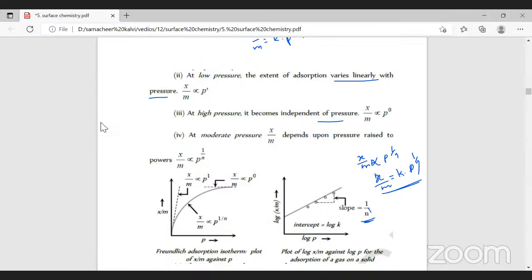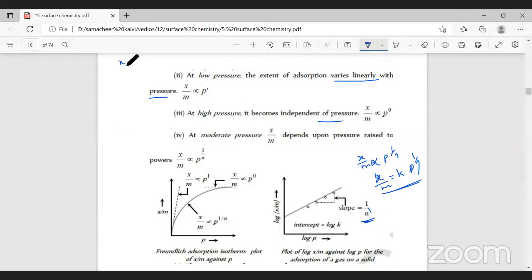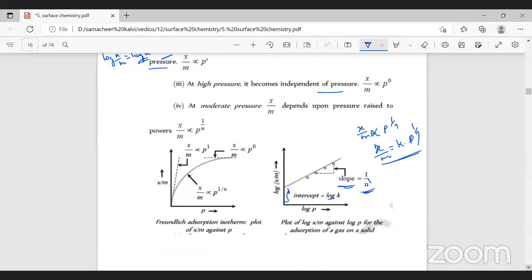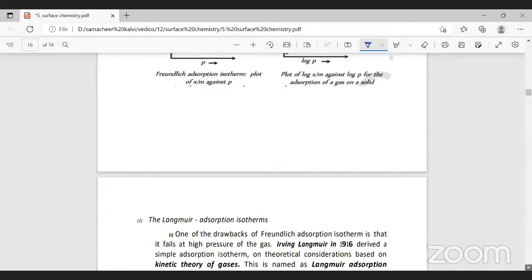So we learned here x by m is equal to k into p to the power 1 by n. Taking log on both sides, we write log x by m is equal to log k plus 1 by n log p. This 1 by n is nothing but the slope in the graph, and the intercept is log k. This equation is in the form y is equal to mx plus c, so a straight line. This is the graphical representation of the Freundlich adsorption isotherm.